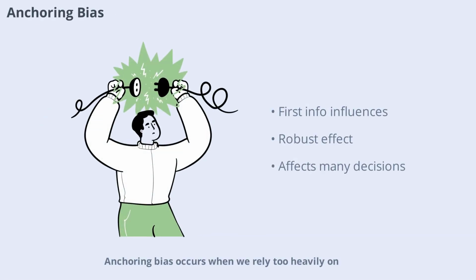Anchoring bias occurs when we rely too heavily on the first piece of information encountered, the anchor, when making subsequent judgments. For example, people give lower estimates for Turkey's population when first anchored at 5 million than at 65 million. Anchoring effects are robust and influence decisions in salary negotiations, real estate, and pricing. Recognizing anchoring bias helps us make more accurate judgments.